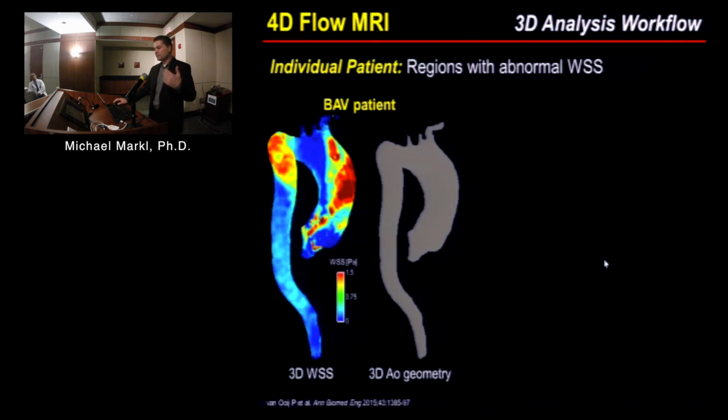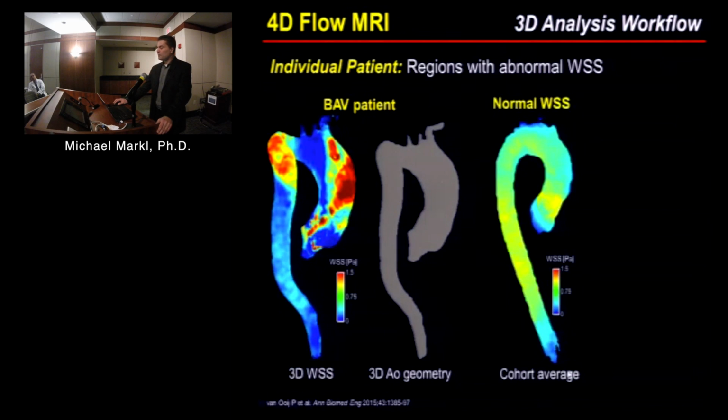And one workflow we suggest here is that we calculate so-called wall shear stress heat maps. So this will be a bicuspid aortic valve patient with a very distorted aortic geometry already. And you can calculate, as for every one of those patients, this 3D wall shear stress heat map, and this will be the aortic geometry. The next thing then is we pick our population average normal wall shear stress atlas, and we register this atlas to this geometry.